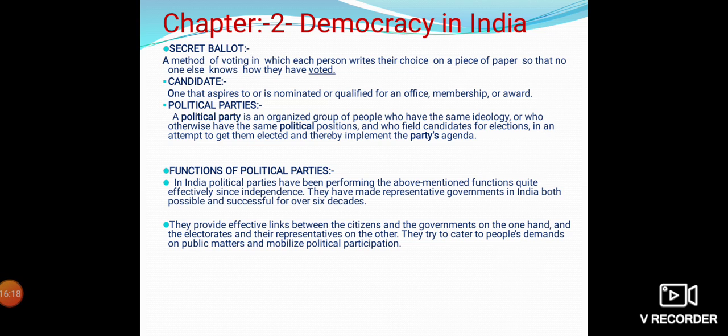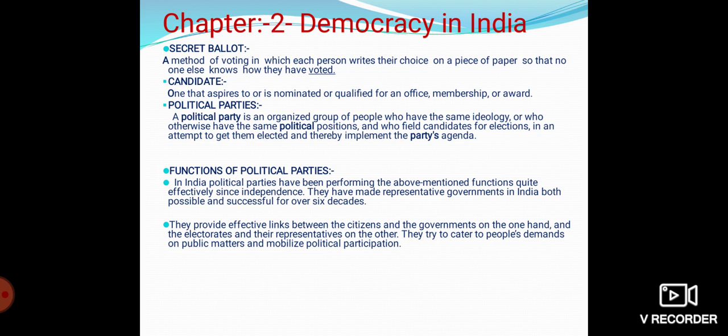Definition of candidate. A candidate is one that aspires to or is nominated or qualified for an office, membership, or an award. The foremost significant topic after candidate is political parties. In our country, there are several political parties that stand for the election. The presence of political parties is actually a healthy situation for the nation. It gives people a choice to make more involved and effective decisions. Moreover, it drives the other political parties to get better than their competitors to win elections and rule the nation. So, this is the basic backdrop of political parties.